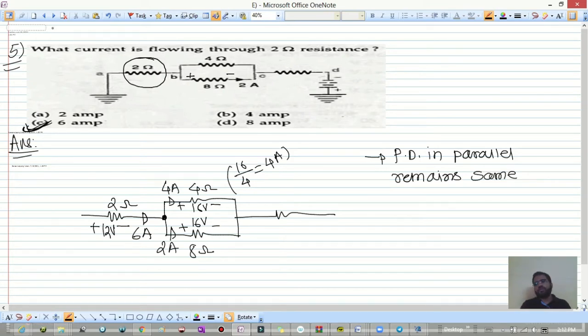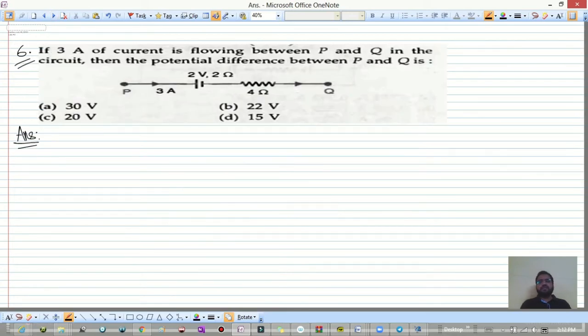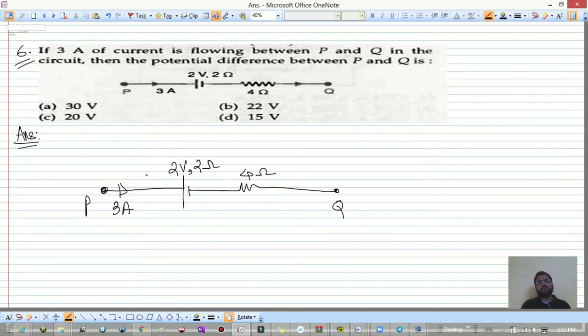Okay. Next. If 3 ampere of current is flowing between P and Q in the circuit, then potential difference between P and Q is, we want what is the potential difference between this P and Q point. Okay. So I'll just draw this diagram. This is 2 volt. This is Q. This is P. This is 3 ampere. This is 2 volt and 2 ohm. And this is 4 ohm. And the current is 3 ampere given. So everything done? Yes. So we want what is the potential difference between P and Q.